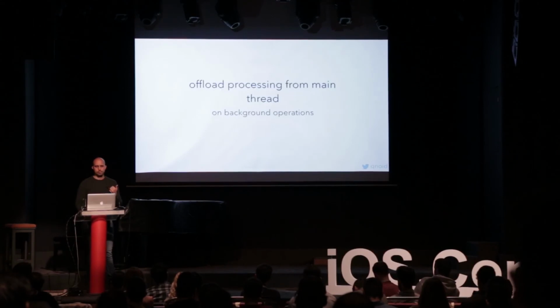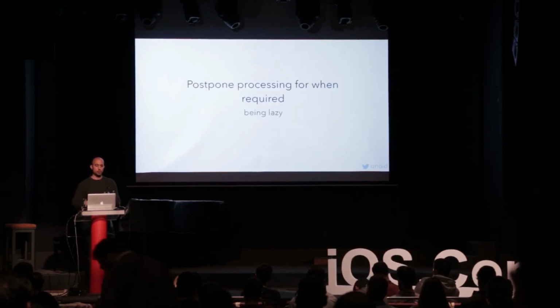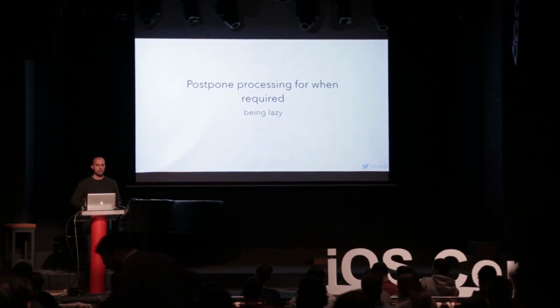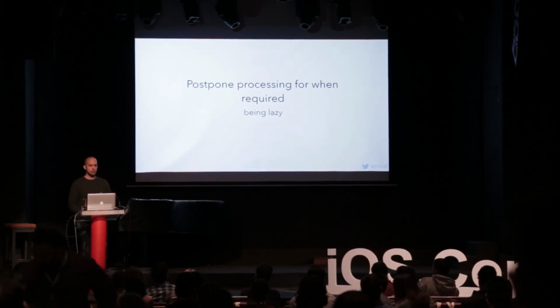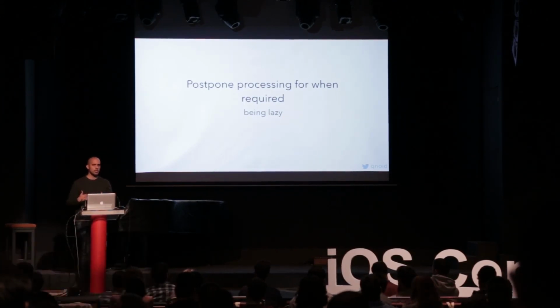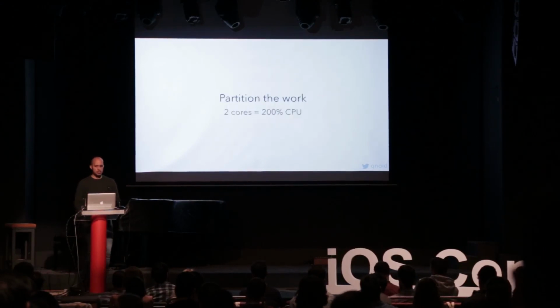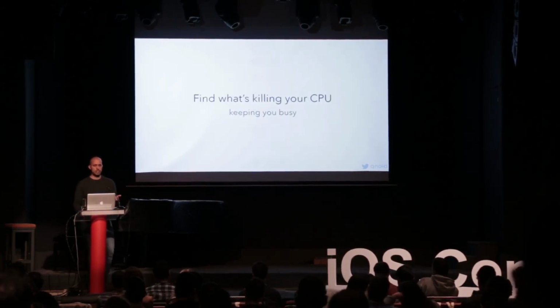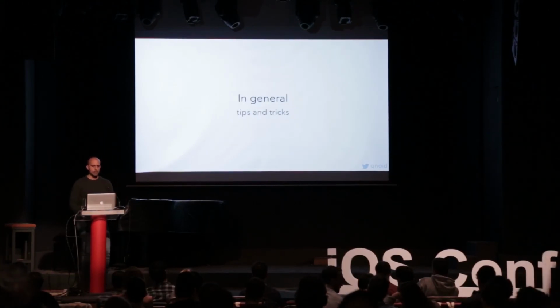What to do? So offload processing from the main thread on a background thread. Postpone processing when required. So rather than doing it on the spot, on demand, do it later, being lazy about things, computations, doing maybe in the background again, but at a later stage. Remember that 2 cores effectively means 200% CPU usage. So partition the work between threads and find what's keeping your CPU busy.